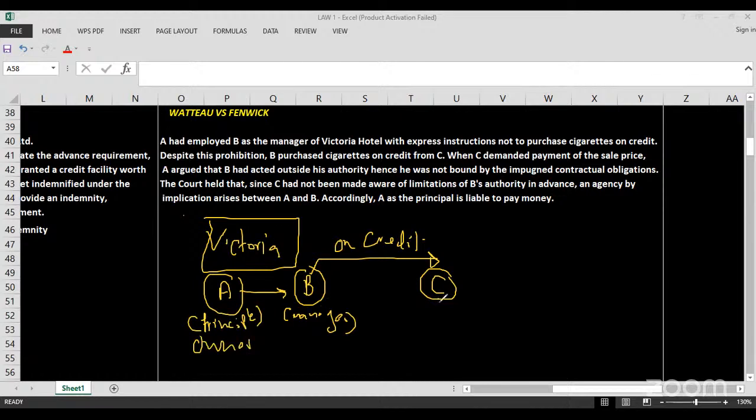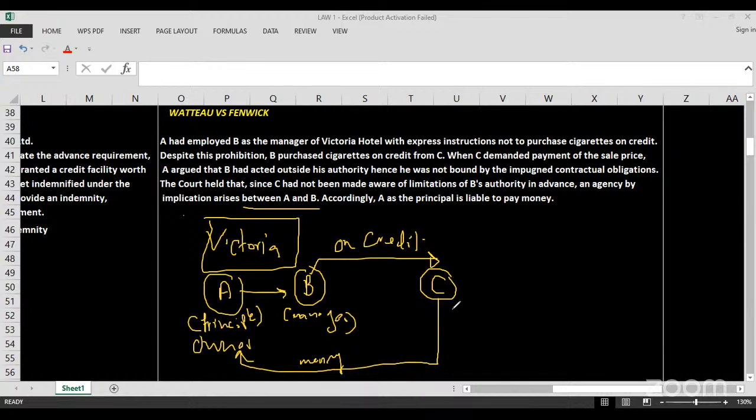Now, C is asking money from A. Now, what does A say? No, he said, I can't give you the amount. I have told this B not to purchase cigarettes on credit. Now, he has gone beyond his authority, so I am not liable for that. The court held that since C had not been aware of the limitation of B's authority in advance, an agency by implication arises between A and B. Accordingly, A as a principal is liable to pay the money.